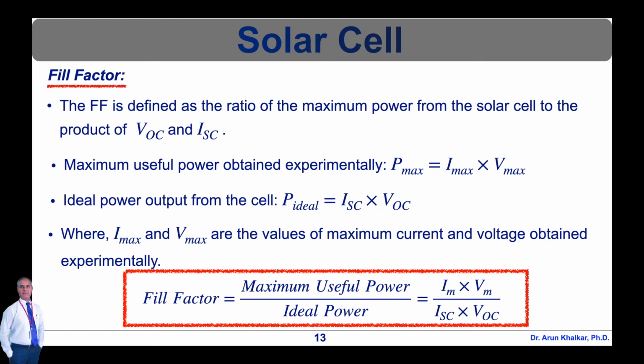The maximum useful power obtained experimentally is always less than the ideal maximum power. The value of the fill factor is less than 1. Usually the value of the fill factor is around 60 to 70%.